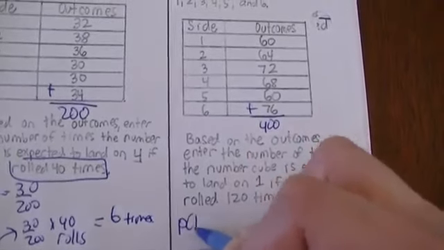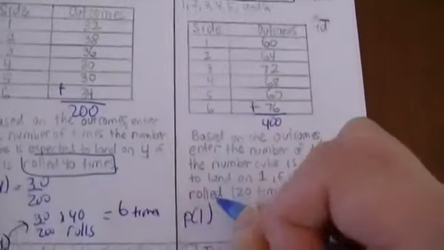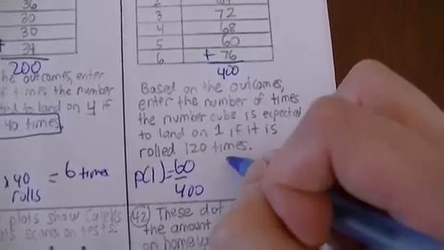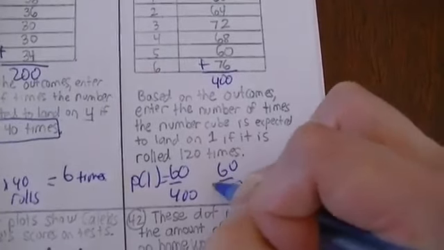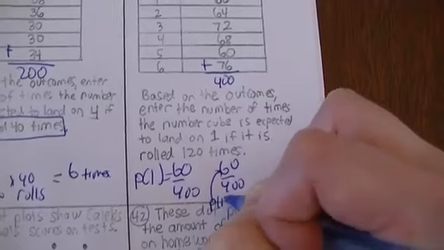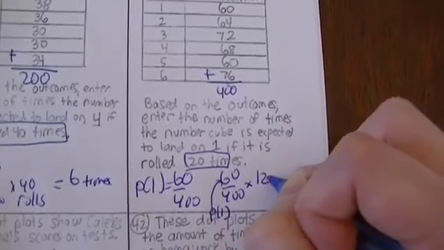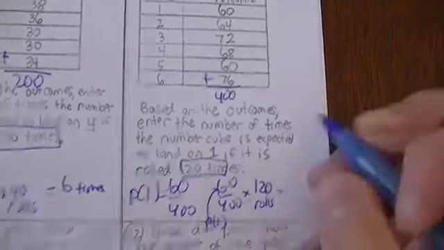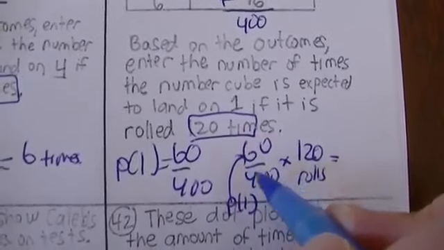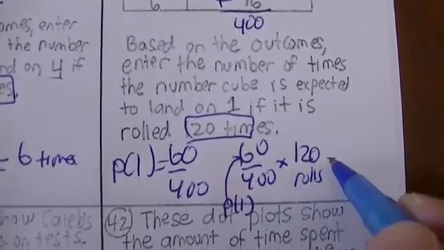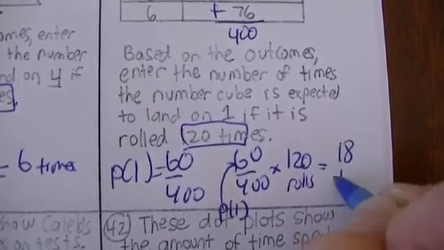So the probability of landing on 1, given this data, is 60 out of 400. Okay, so we have 60 out of 400. Remember, that's the probability of landing on 1, times 120 rolls. If you don't know how to do this, go 60 divided by 400, press equals, and then take that number and times it by 120. And you should get 18 times.